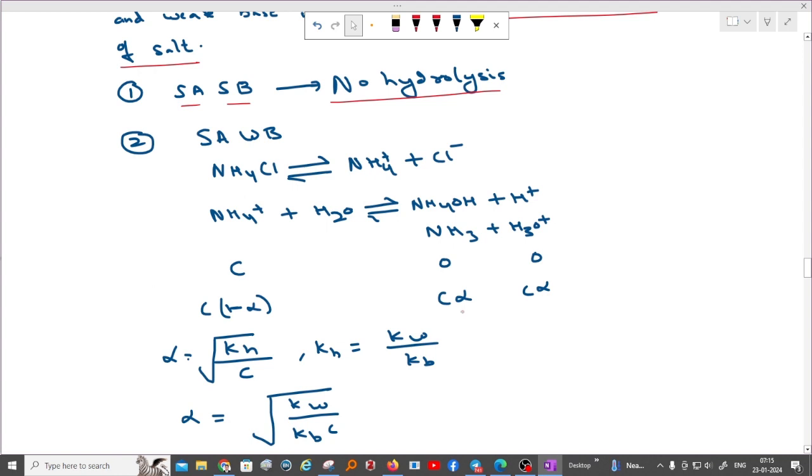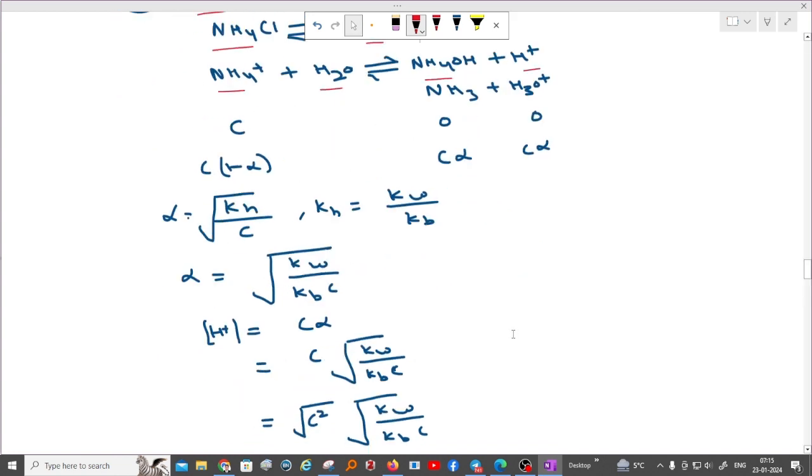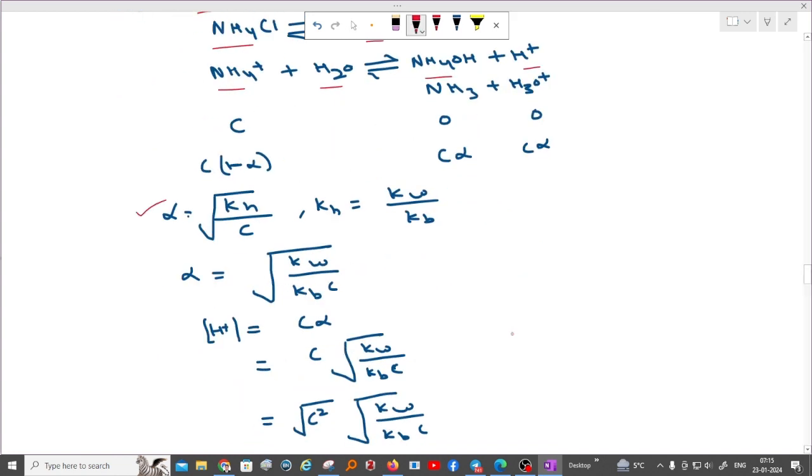Now to see the case of strong acid and weak base, we have ammonium chloride. It will give ammonium ion and chloride ion. This chloride ion won't get hydrolyzed, so the ammonium ion will get hydrolyzed to form ammonium hydroxide and hydrogen ion. And here we have already seen that alpha will be root of KH by C, and KH equals Kw by Kb. So alpha is equal to root of Kw by KbC.